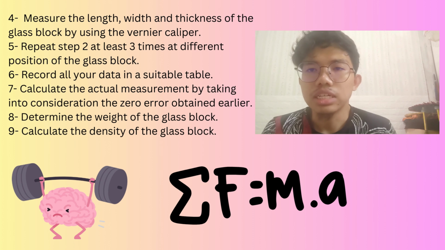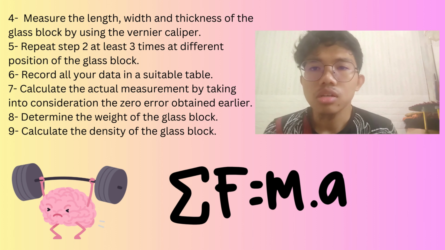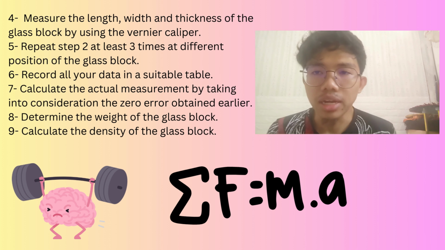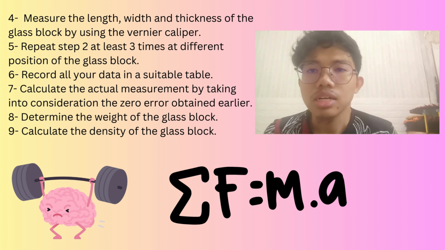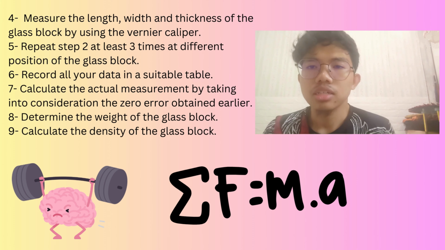Step number 5. Repeat step 2 at least 3 times at different positions of the glass block. Step 6. Record all our data in a suitable table. Step 7. Calculate the actual measurement by taking into consideration the zero error obtained earlier. Step 8. Determine the weight of the glass block. Step 9. Calculate the density of the glass block.